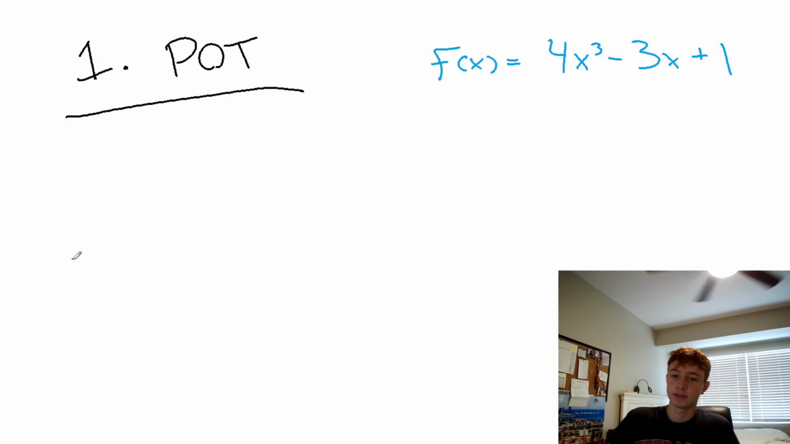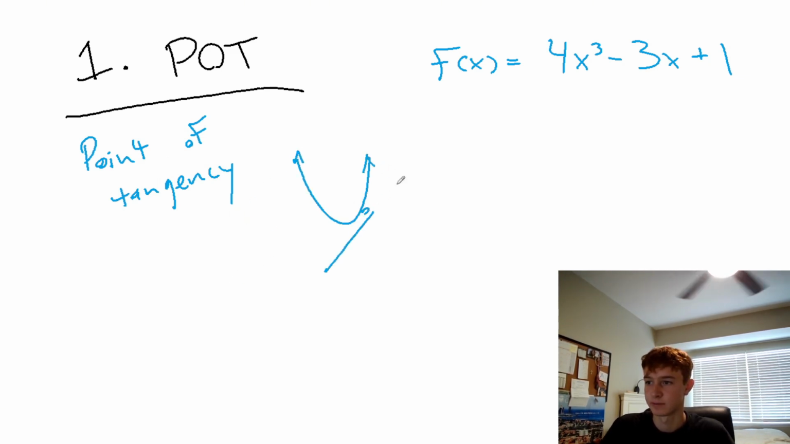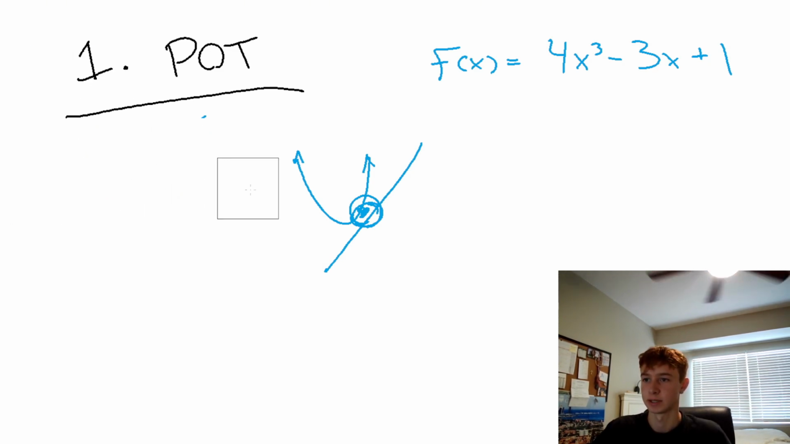The first thing we have to understand how to get, to find a tangent line equation, is the POT, or the point of tangency. The point of tangency is the point on the graph where the line makes contact with the graph. So for example, this point here. What we need to do is take whatever information we're given.